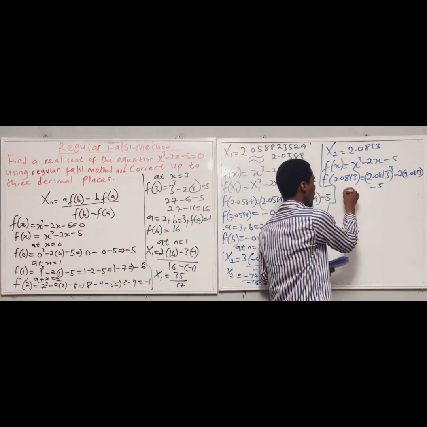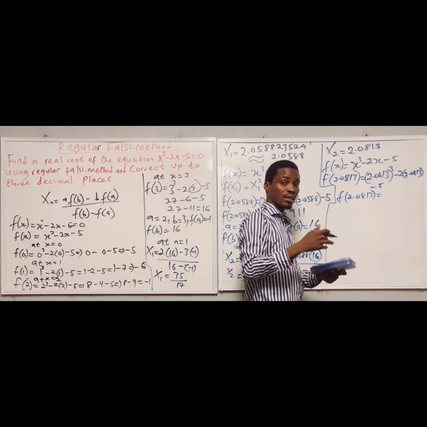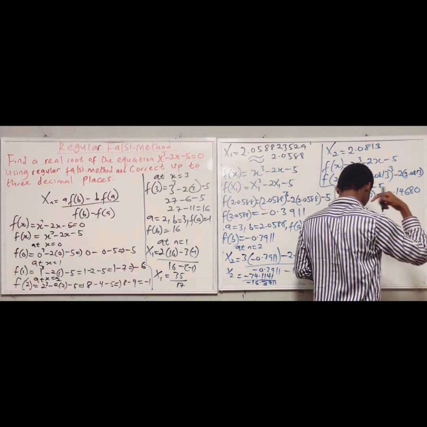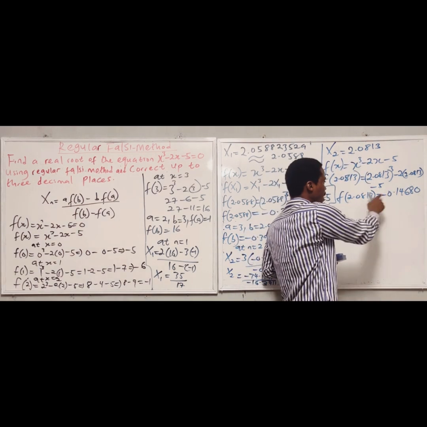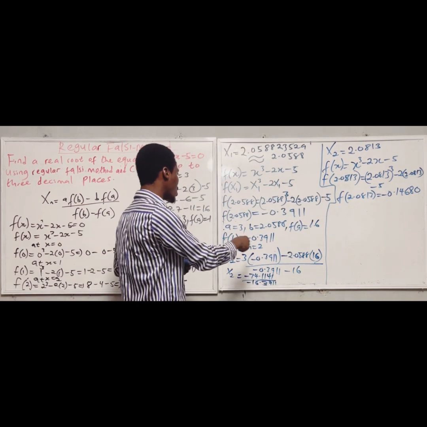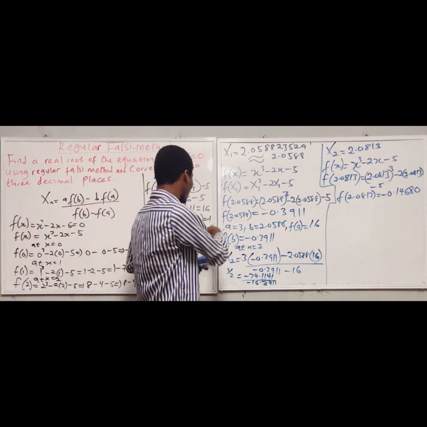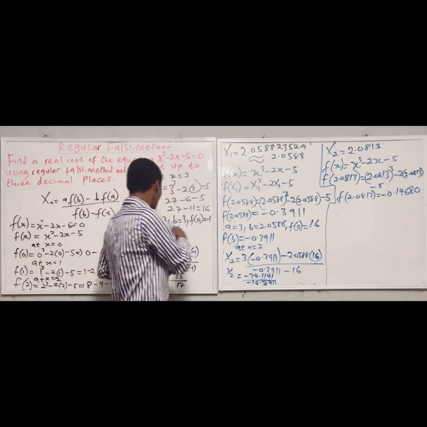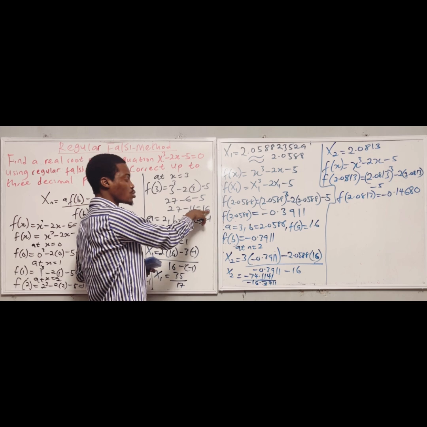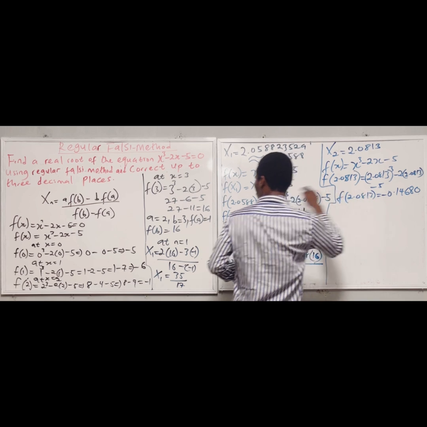My f of this gave me minus 0.1468. I have a negative here, which means I have to go to my last positive. And my last positive is still 16, because my last positive gave me 16, so I'm considering 16. So f of a is 16. This is my last positive, and the opposite of positive is negative.